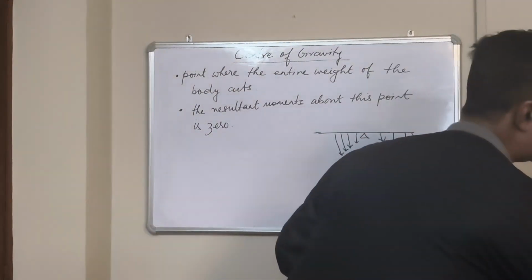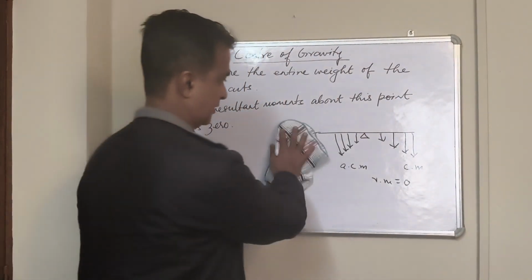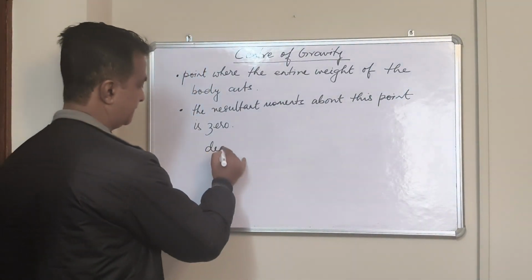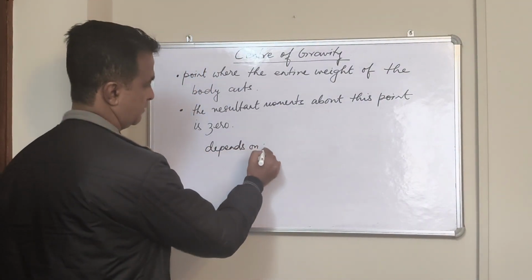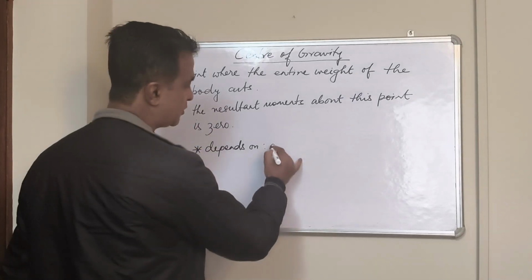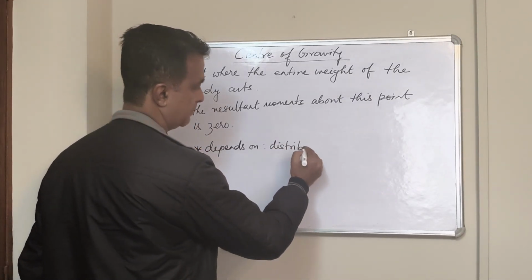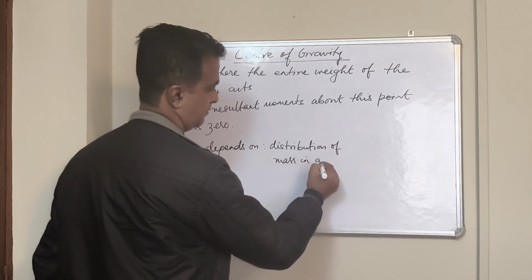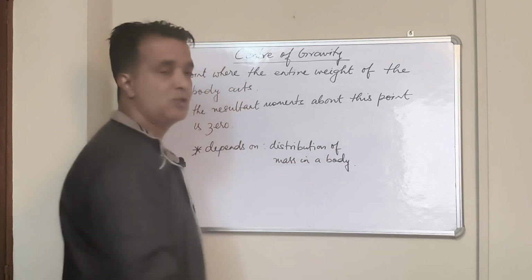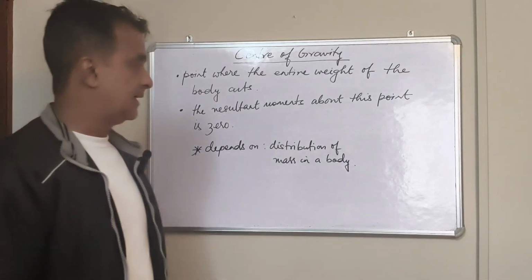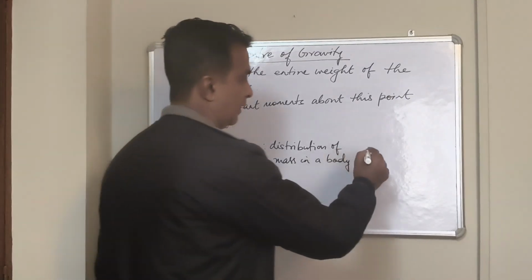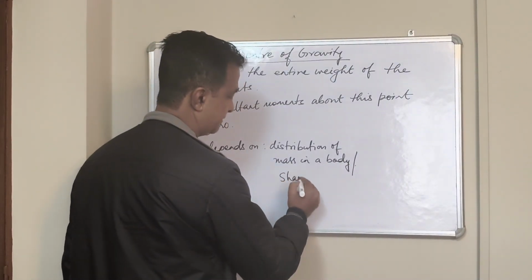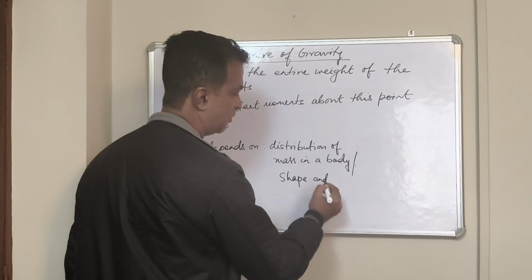Now the question arises, what does this center of gravity depend on? So let's see now. The center of gravity of any body depends on the distribution of mass in a body. In other words, in some books you'll find it's also written shape and size, shape of a body.